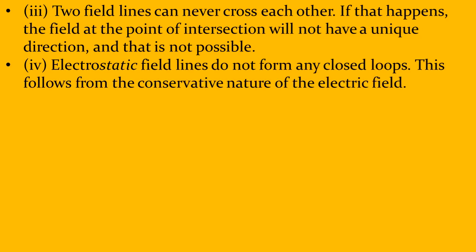Fourthly, the electrostatic field lines do not form any closed loops. This means they don't start from a positive charge, go around and again come back to the positive charge. This follows from the conservative nature of the electric field.